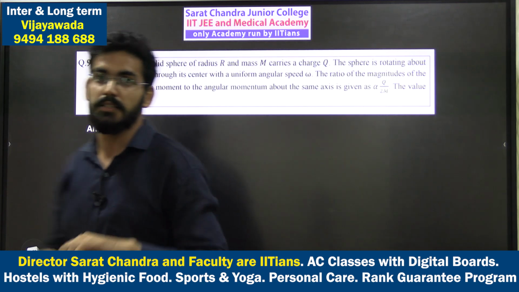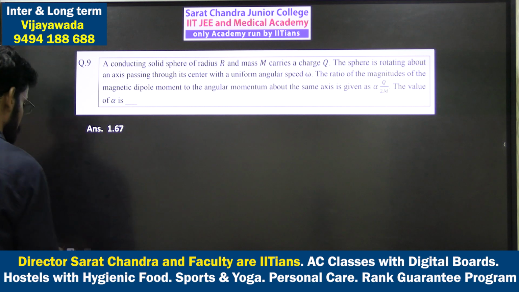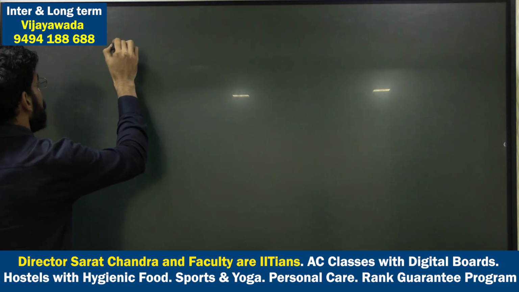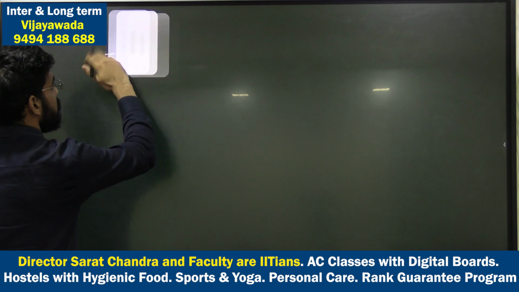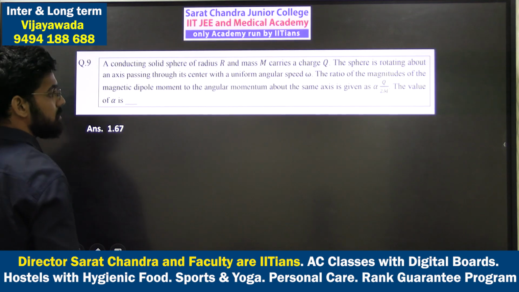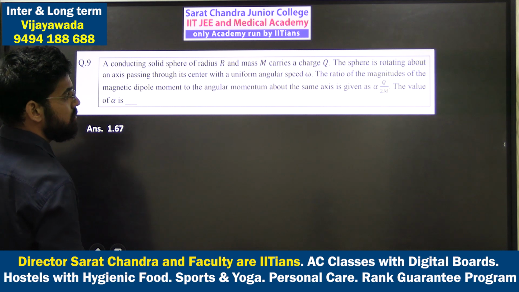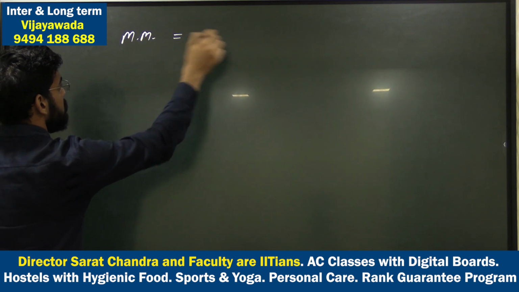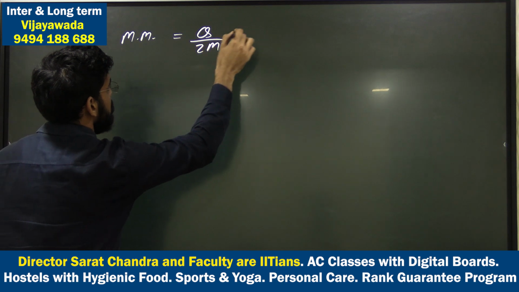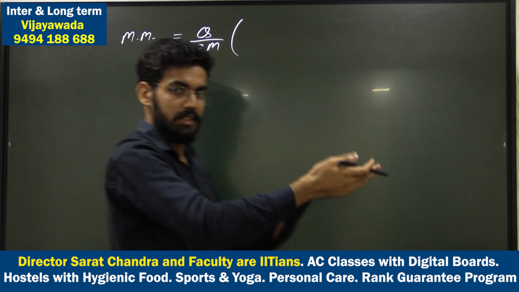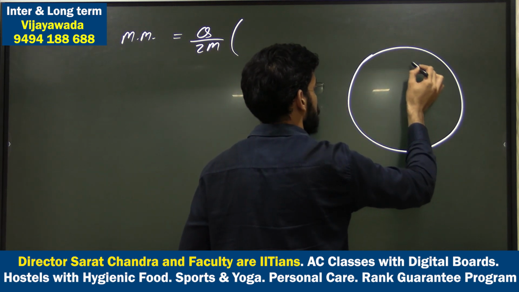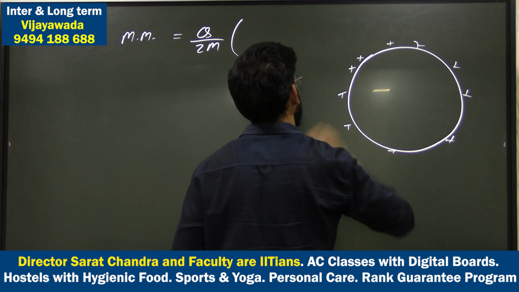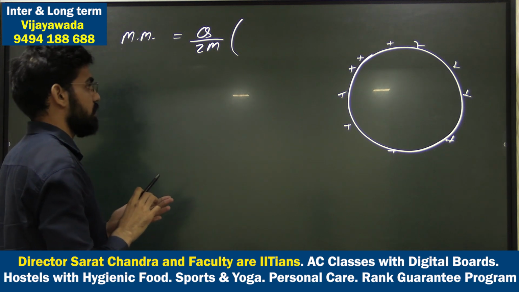It is a solid sphere but conducting. Conducting means all charge is on the surface. So we can say magnetic moment, how do we solve for magnetic moment? By angular momentum. So it is Q by 2m into angular momentum. The charge is on the surface, so this is like a hollow sphere according to this.